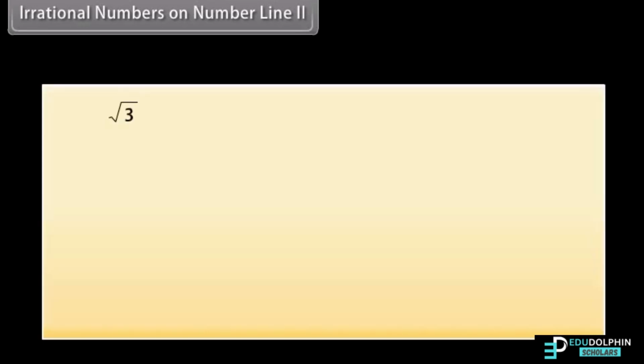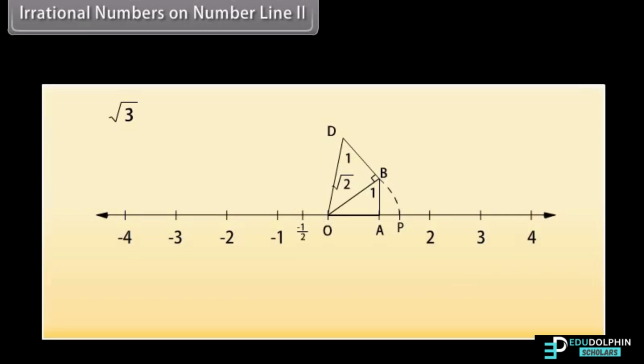Irrational numbers on number line 2. Similarly, to locate square root of 3 on the number line, we will construct BD of unit length perpendicular to OB. Then, by Pythagoras theorem, OD is equal to square root of 2 square plus 1 square, which is equal to square root of 3. Now, using the compass with center O and radius OD, we will draw an arc intersecting the number line at point Q. The point Q corresponds to square root of 3 on the number line.